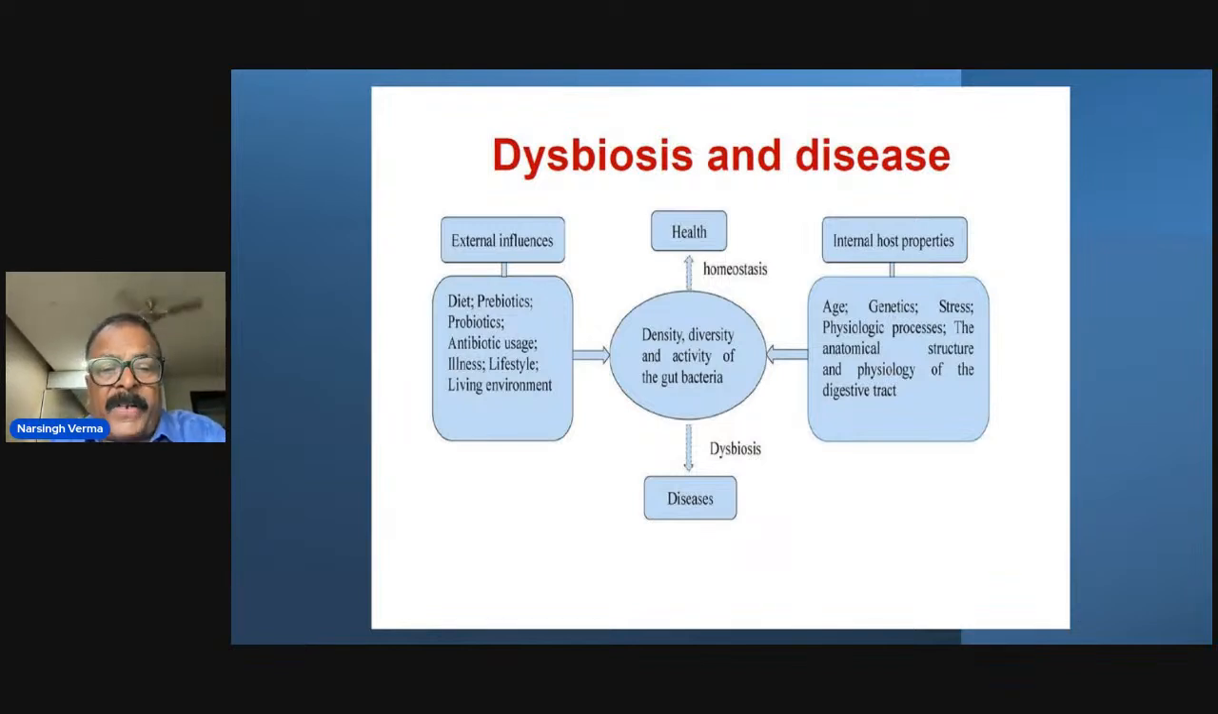Other factors which can affect dysbiosis or homeostasis are the internal host properties, like age and genetics, the stress level, the physiological processes, and the anatomical changes occurring in the physiology of the digestive tract. If the physiology of the digestive tract is changing, then this can happen again. This dysbiosis is the basic cause of most of the diseases which are occurring.